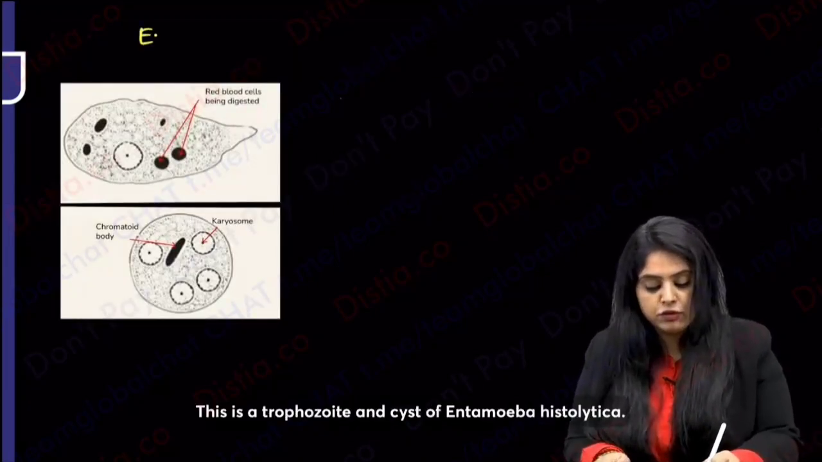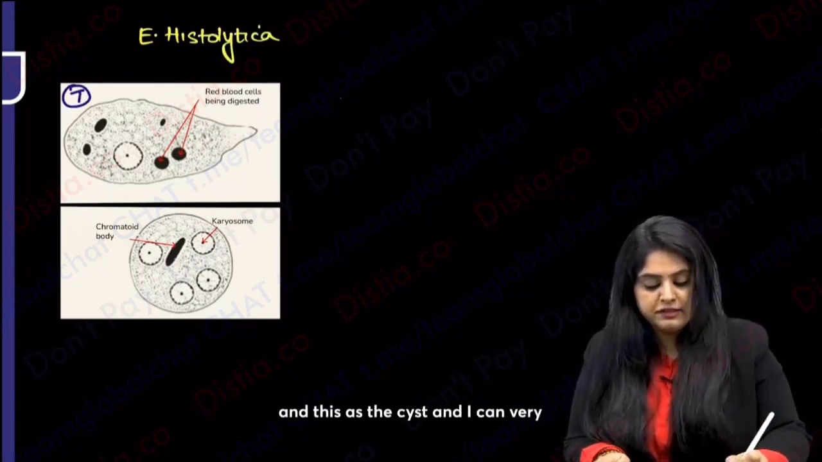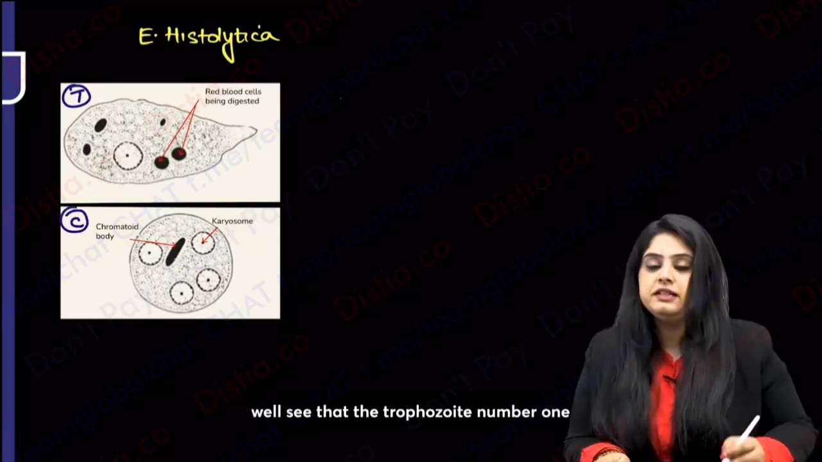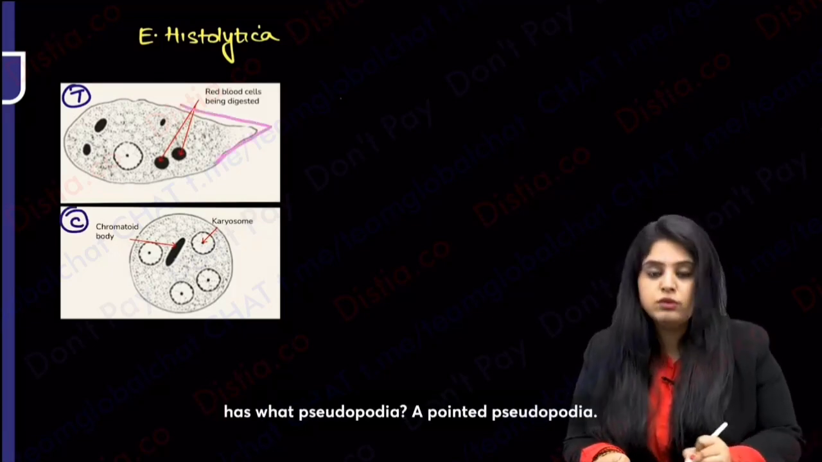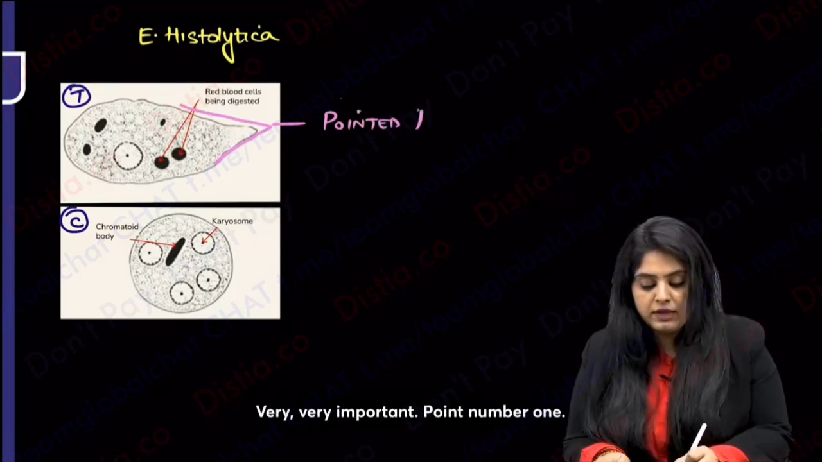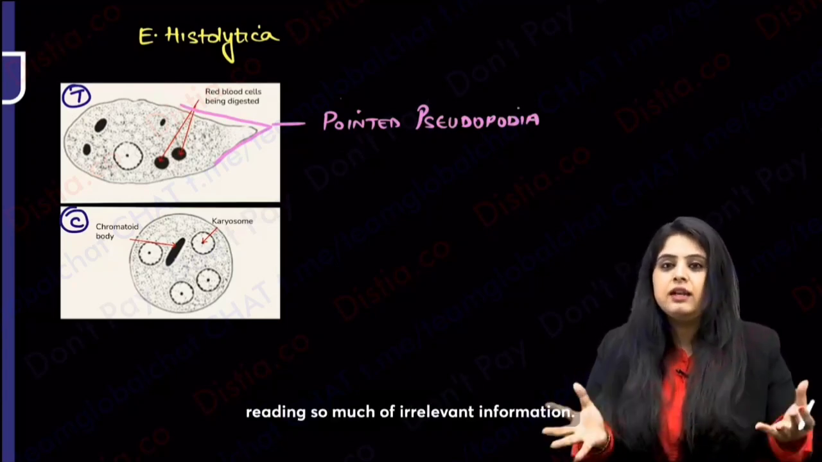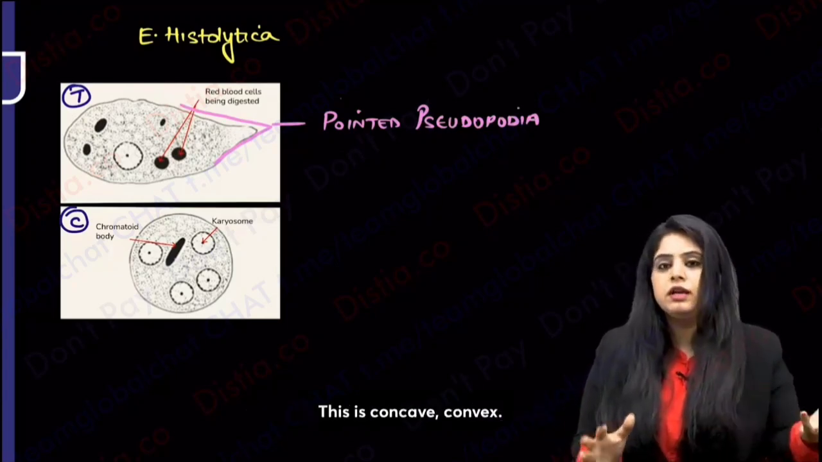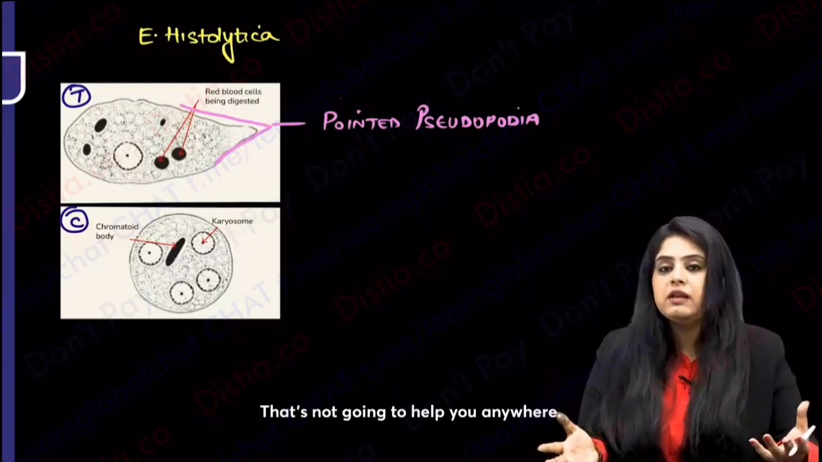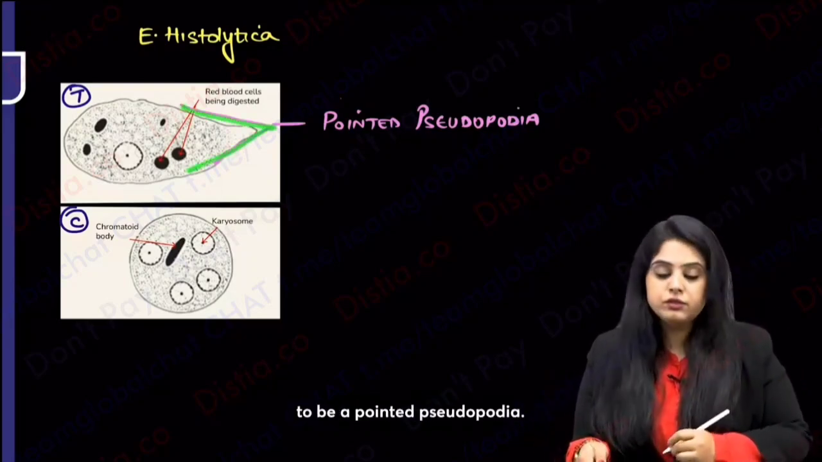This is a trophozoite and cyst of Entamoeba histolytica. I label this as the trophozoite and this as the cyst, and I can very well see that the trophozoite has a pointed pseudopodia. Very, very important. Point number 1. Guys, in microbiology, the problem is that students end up reading so much irrelevant information, like concave, convex. That's not going to help you anywhere. What is going to help you are the key features. So the first thing, there is going to be a pointed pseudopodia.